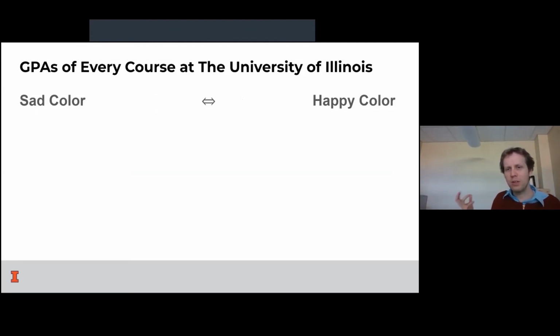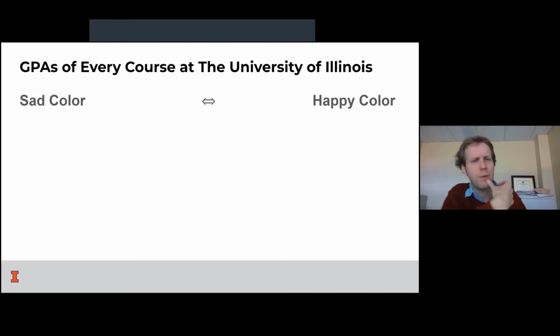The first thing I want to do, when I'm visualizing GPAs, is communicate a story behind this. So I want a color that's really happy. When you think of a happy color, what do you think about? Yellow? Bright colors? Orange. Yellow, orange. Any others? Primary colors, maybe? Yellow is definitely a happy color.